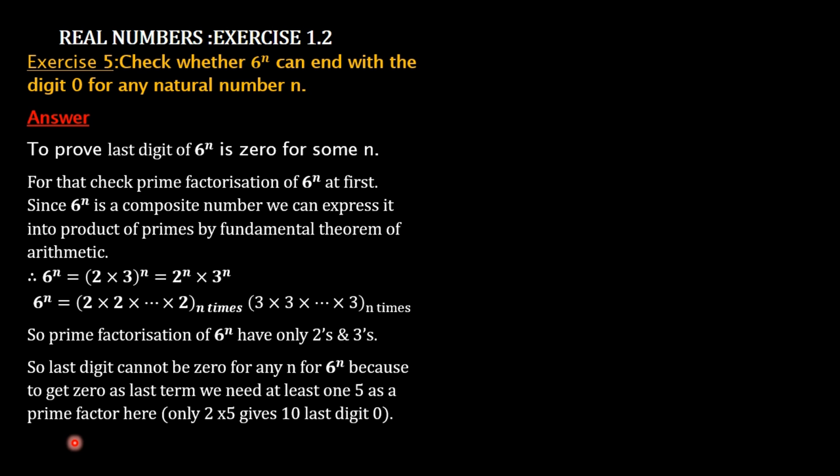If we have some 5, then this number will end with digit 0. So we have no 5s here, only 2. So 6 raised to n never ends with digit 0. So, moving on to the next question.